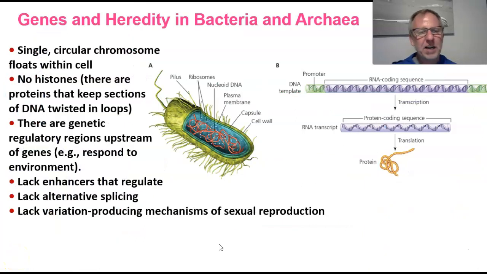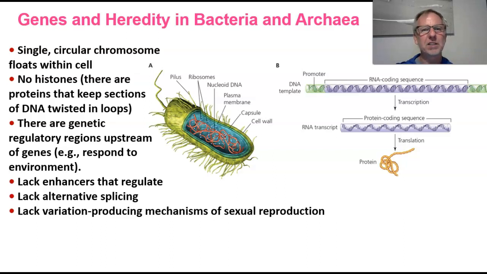So we just gave some attention to what happens in sexually reproducing eukaryotes. It's fairly complex. A lot of variation is produced through those processes in meiosis and then the random combination of gametes. But what's going on in bacteria and archaea? What's going on in the prokaryotes?